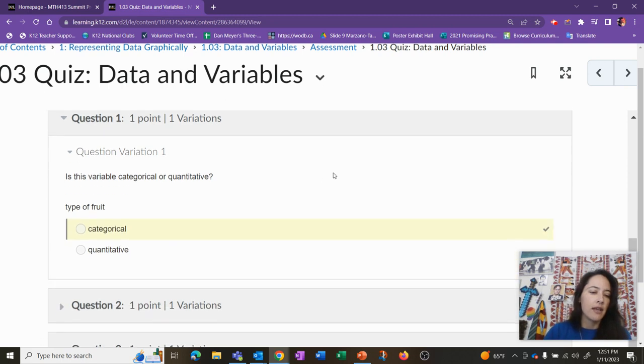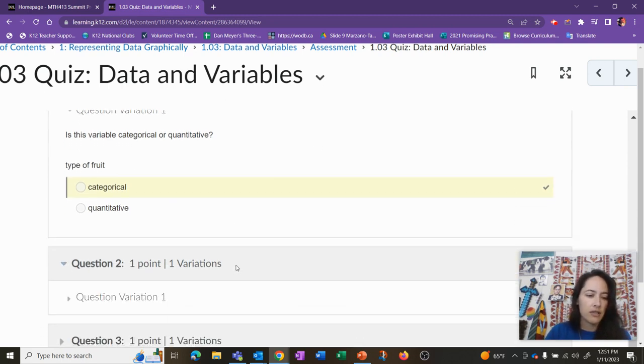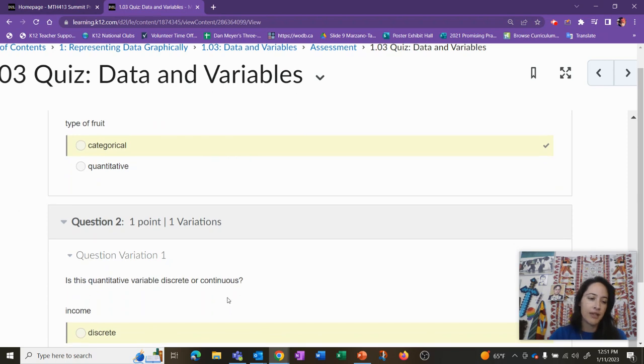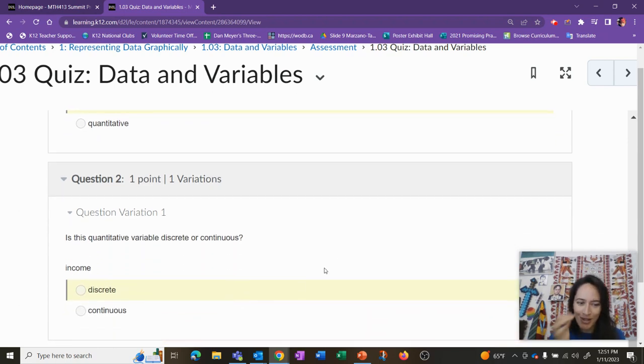Okay. Question 2, let's see if I can go slower. Variation 1. Is this quantitative variable discrete or continuous? Discrete basically means there are going to be gaps in your numbers, meaning you can't have a continuous count or a continuous amount down to the small number. So let's scroll down a little bit.